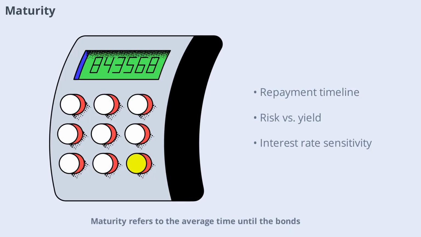Maturity refers to the average time until the bonds in a fund's portfolio are due to be repaid. Shorter maturities generally mean lower risk and less sensitivity to interest rates, while longer maturities can offer higher yields but more volatility. Understanding maturity helps you align your bond investments with your risk and income preferences.